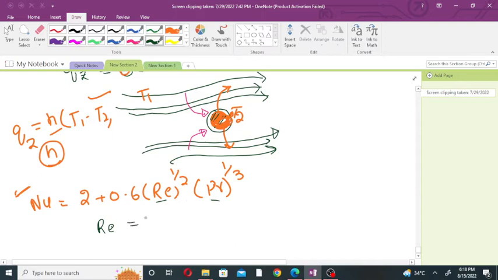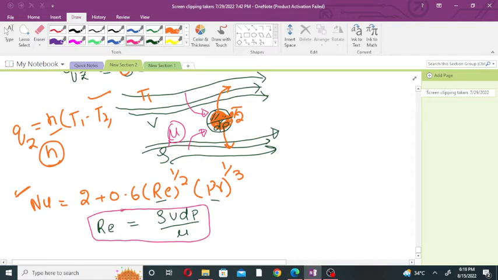The Reynolds number is equal to rho V D, where rho is the density of the fluid, V is the velocity of the fluid which is flowing, D_p is the diameter of the particle, and mu is the viscosity of the fluid. Once you know these terms, you will determine the Reynolds number.